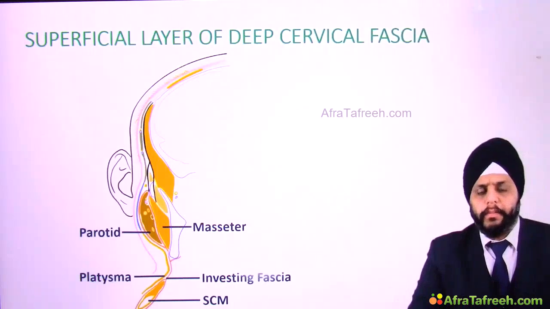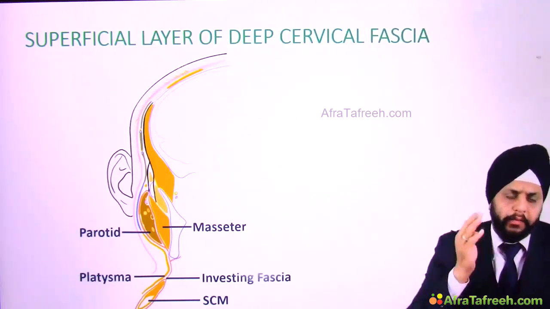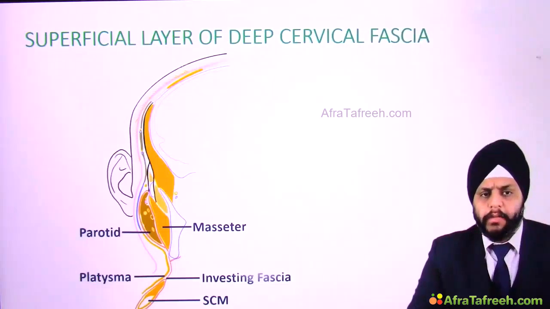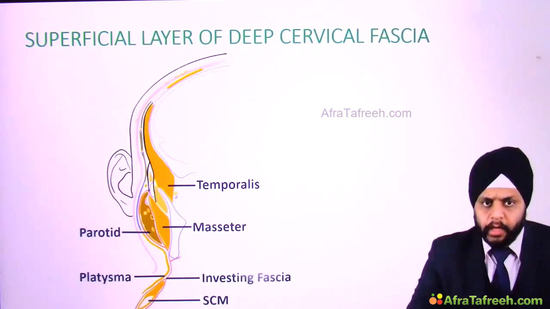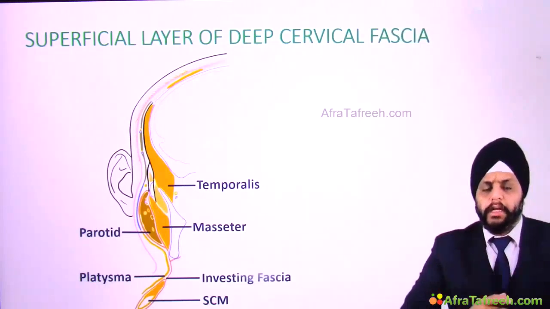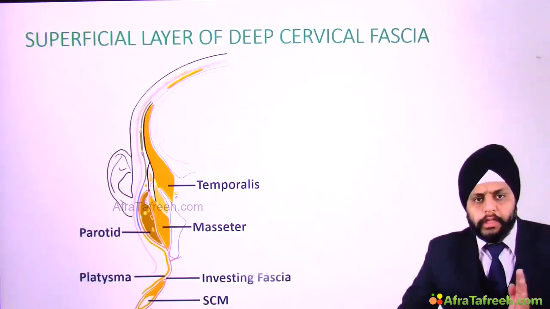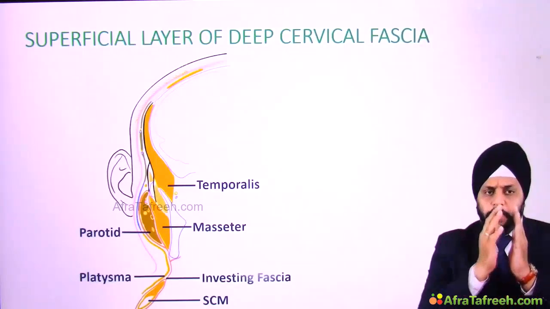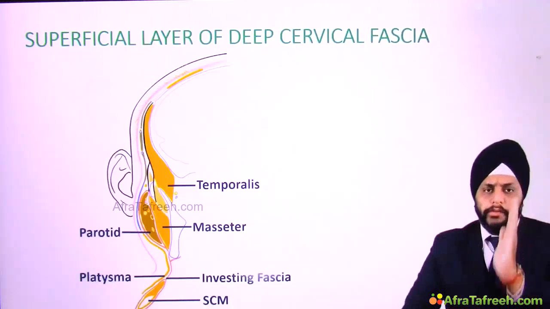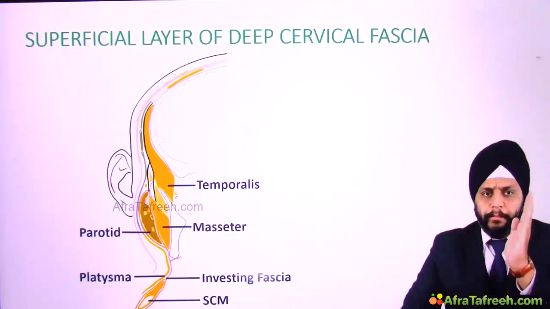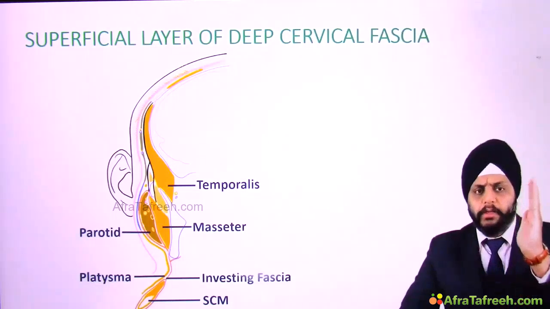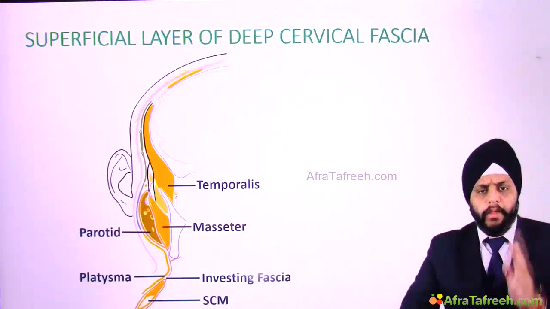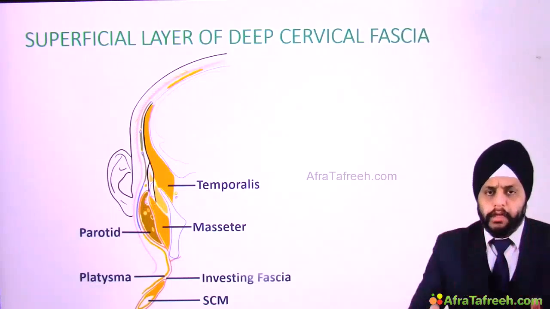Now what else can you see over here? You can see the masseter muscle, so you can see the masticatory muscles. The masticatory muscles are the masseter, the temporalis, and also the medial and lateral pterygoids. Now you see this fascia is covering the parotid from both sides. It is also covering the masseter, and it proceeds upwards and covers the temporalis. Basically it covers all the masticatory muscles.